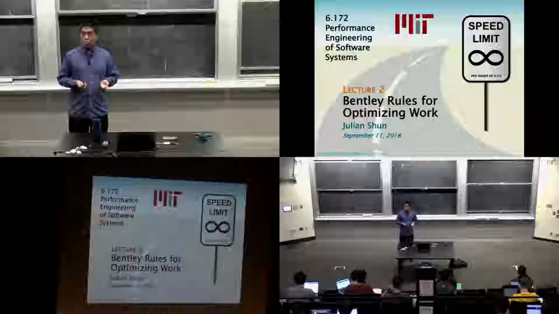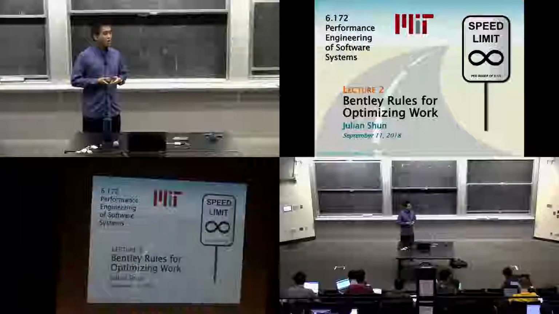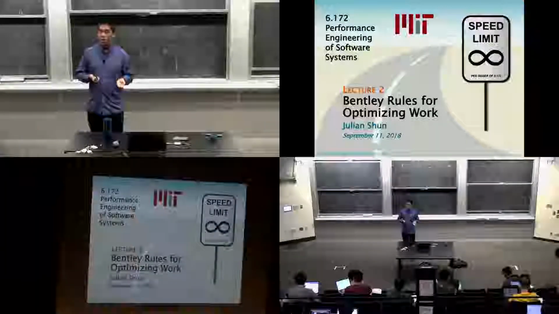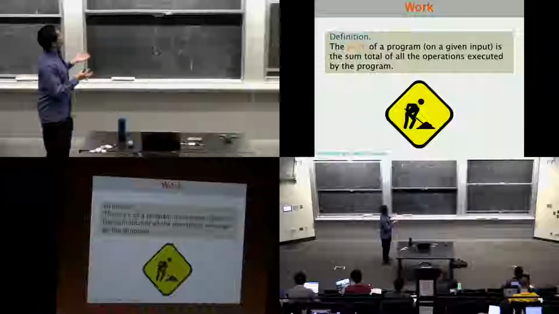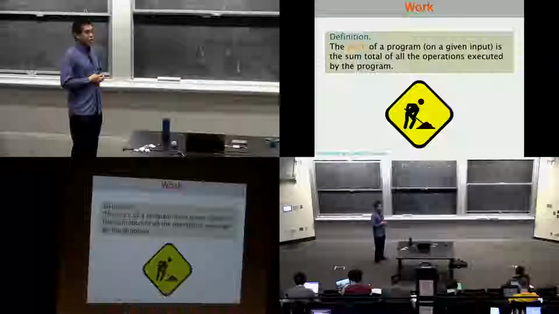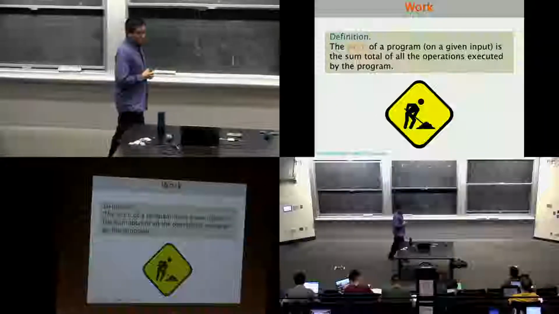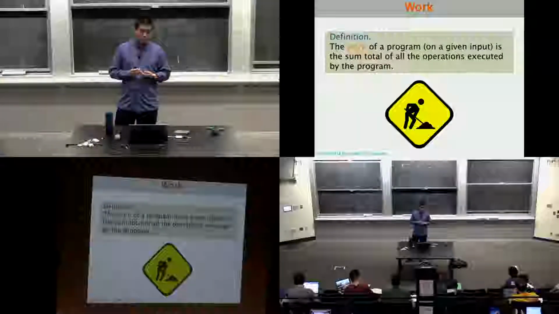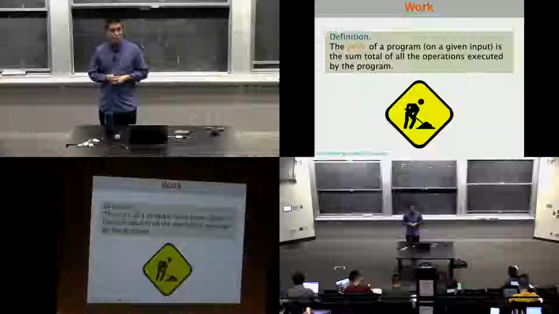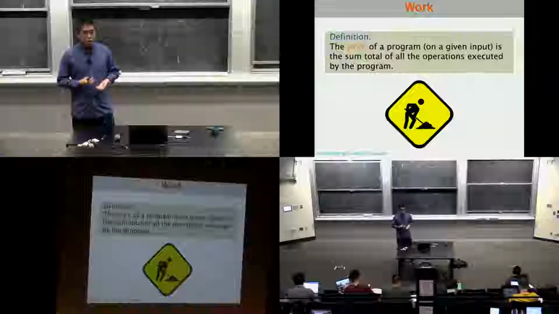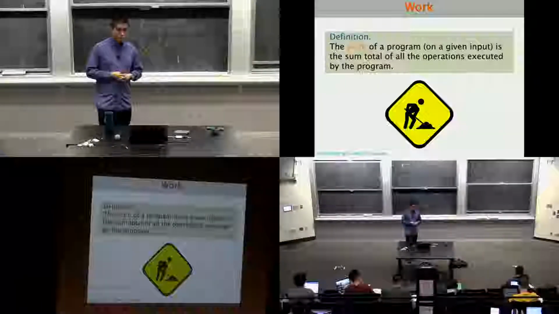Does anyone know what work means? You're all at MIT, so you should know. In terms of computer programming, there's actually a formal definition of work. The work of a program on a particular input is defined to be the sum total of all of the operations executed by the program. So it's basically a gross measure of how much stuff the program needs to do.